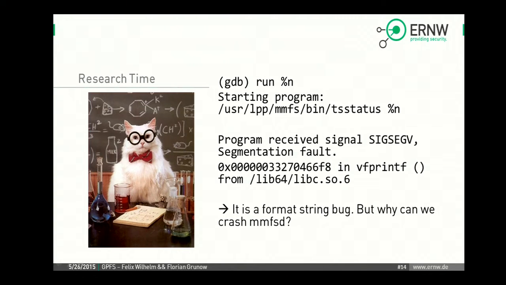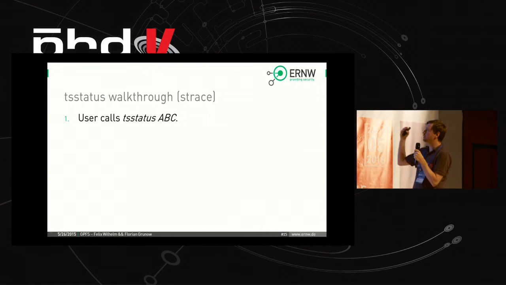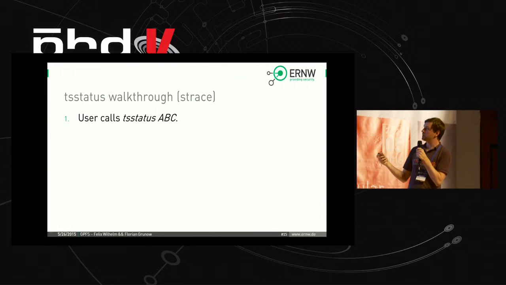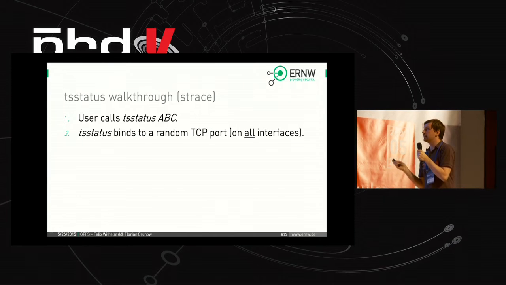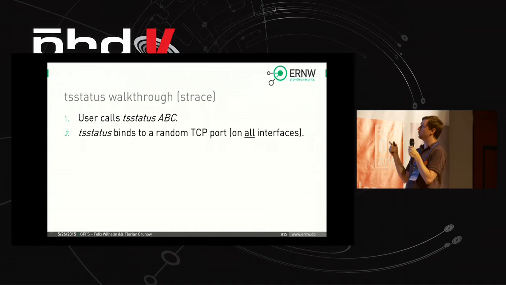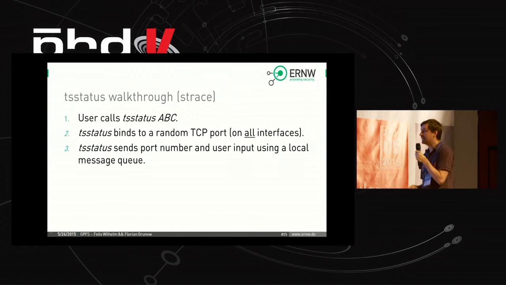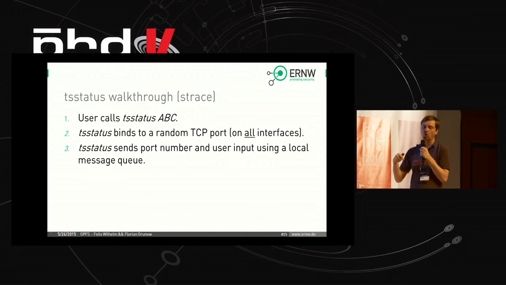As I said before, this bug completely looked like a normal format string. We still didn't know why MMFSD was crashing. We just ignored this fact and went on researching what was happening. And what we found out by using strace is that if you start the binary tsstatus with one argument, tsstatus will bind to a random TCP port on all network interfaces. It will then send the port number and the user-supplied input into a local message queue.